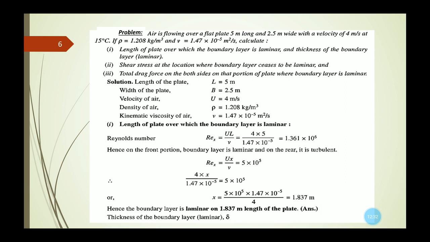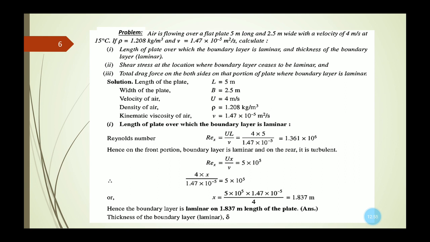So these are the things given here. This nu is actually the kinematic viscosity, which is the ratio of dynamic viscosity and density. This thing we have discussed earlier, the relation between mu and nu, it is the relation between dynamic viscosity and kinematic viscosity.